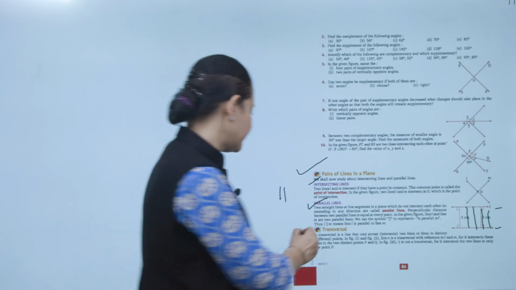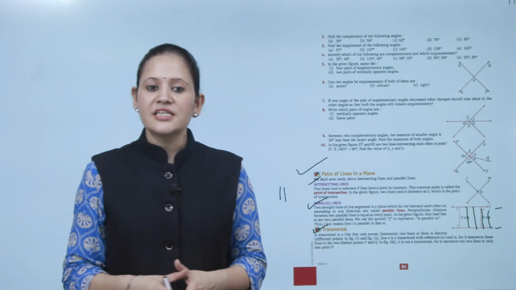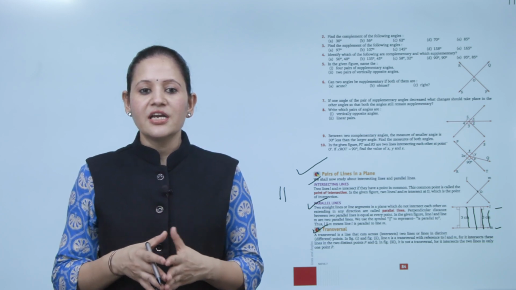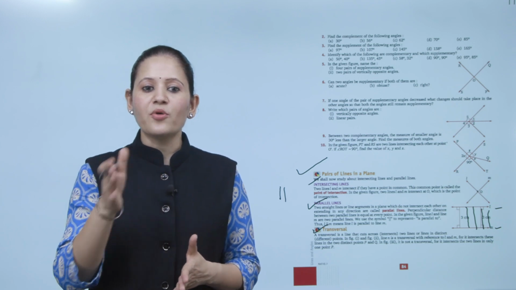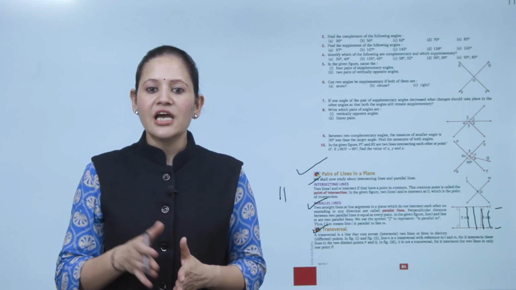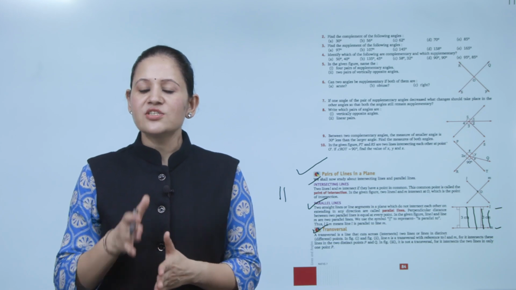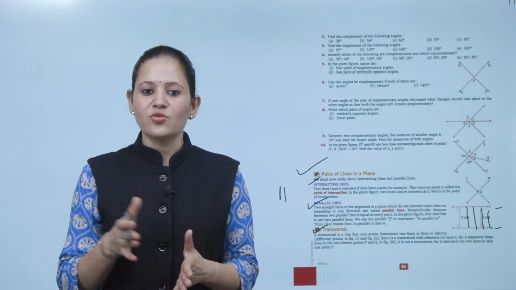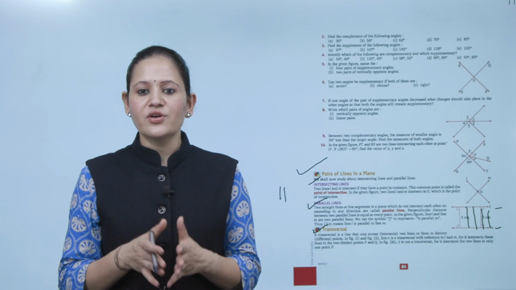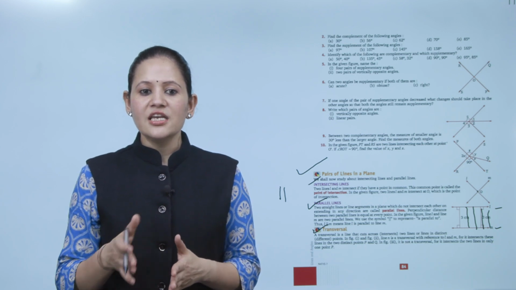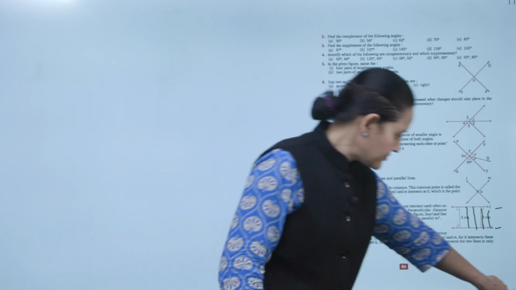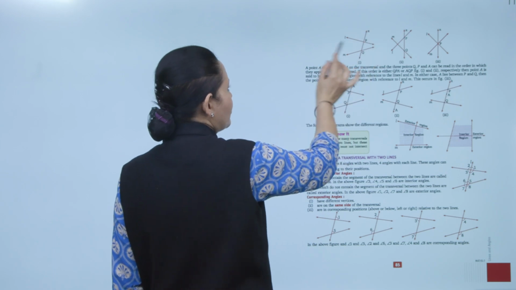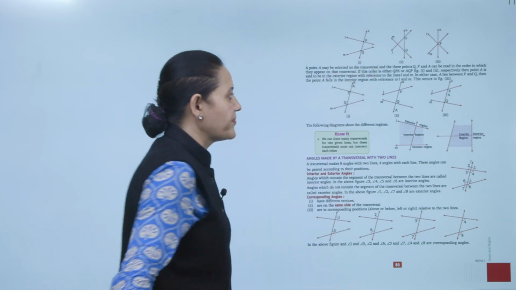Next is transversal. A transversal is a line that cuts across two lines at distinct points. What is a transversal? It is a line which cuts two lines at different points. In figures 1 and 2, line N is a transversal with reference to L and M, for it intersects these lines at two distinct points P and Q. In figure 3 it is not a transversal, for it intersects the two lines in only one point P. So here you can see line N is a transversal to L and M because it cuts at two distinct points. Clear?